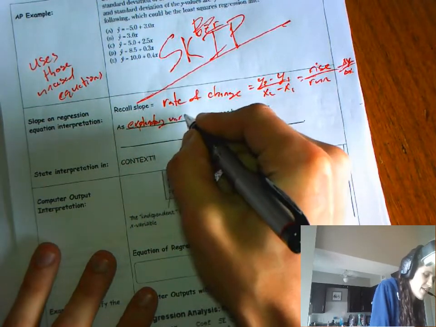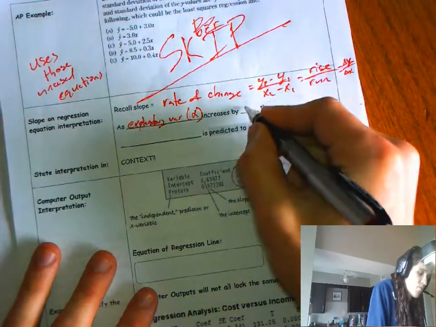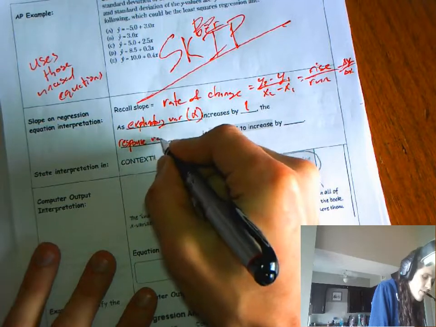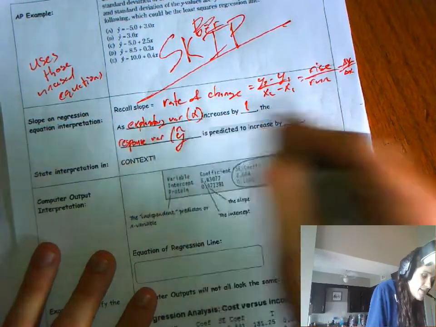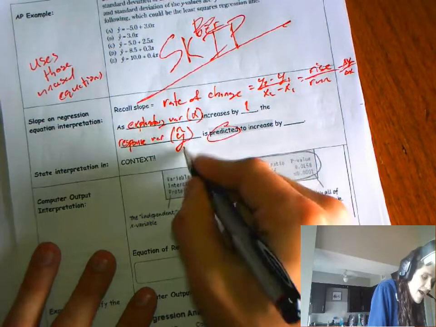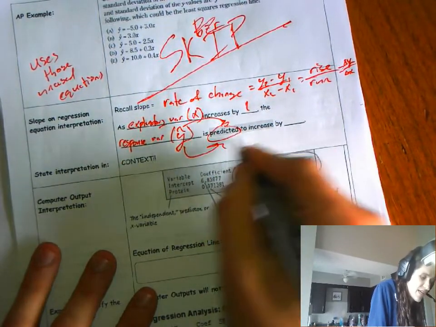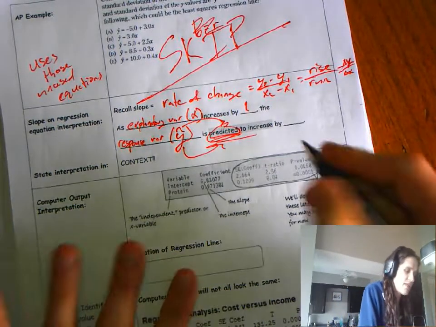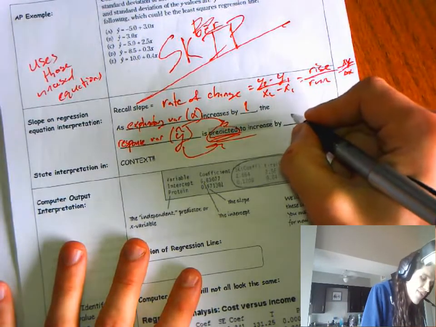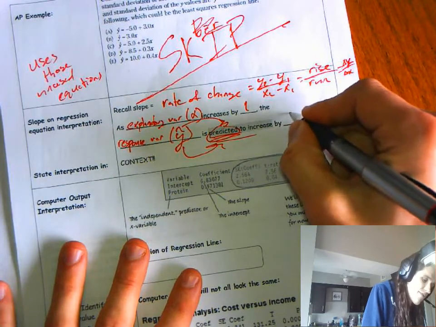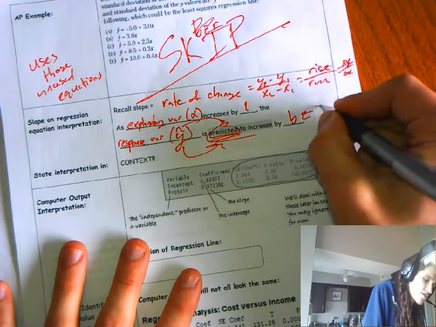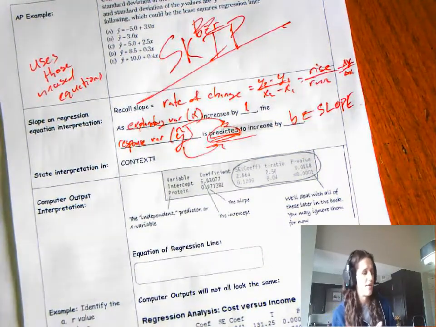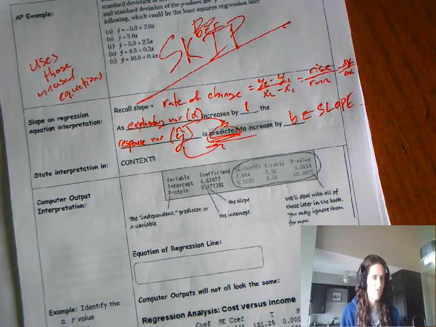That is, as x increases by 1, the response variable, that is the y hat, is predicted. Y hat, it's got a hat on it, means predicted. Prediction, please make a note of that. Is predicted by the slope, that is, in this case, the b, we're going to say the slope. So it tells us how much we predict the response variable to increase with every increase of 1 in x.